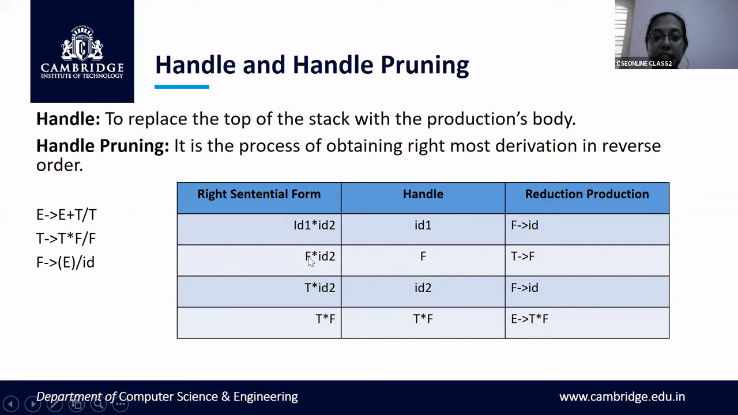Okay. Next, what's the next symbol that I have? I have F star ID2. Do I have a production rule here for F star ID in the grammar? I don't have. So what I'll do is I'll take a substring that matches with the given grammar. So which is the substring that matches? It is only ID2. Again ID. And ID is again F derives ID.